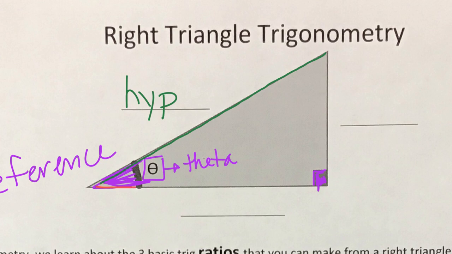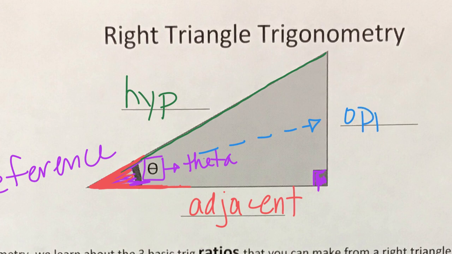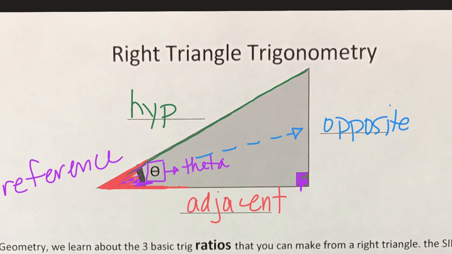So the side down here that makes up your angle, along with the hypotenuse, is called your adjacent side, or ADJ for short. The adjacent side and the hypotenuse make up your reference angle. And then the side that doesn't make up your reference angle, the side that is across from your reference angle, is called your opposite side. So we have three sides to a right triangle. Depending on where the angle is, you have the opposite side, the adjacent side, and the hypotenuse.